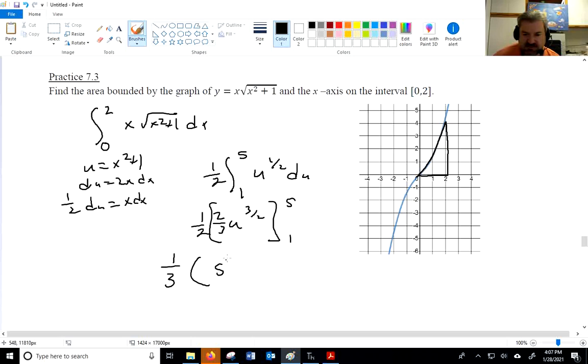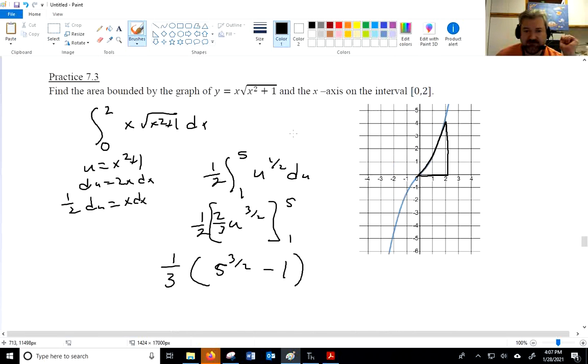And I'll go ahead and plug in here. 5 to the 3/2 minus 1 to the 3/2. I brought out the 2/3 and the 1/2, which is why I have a 1/3 on the outside. So, and I think that's simplified enough there.